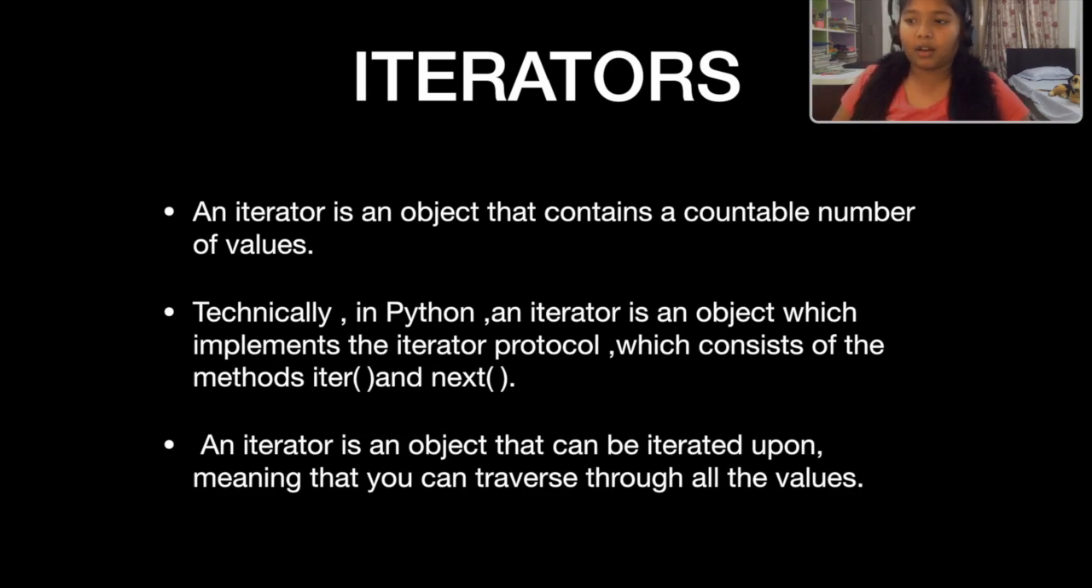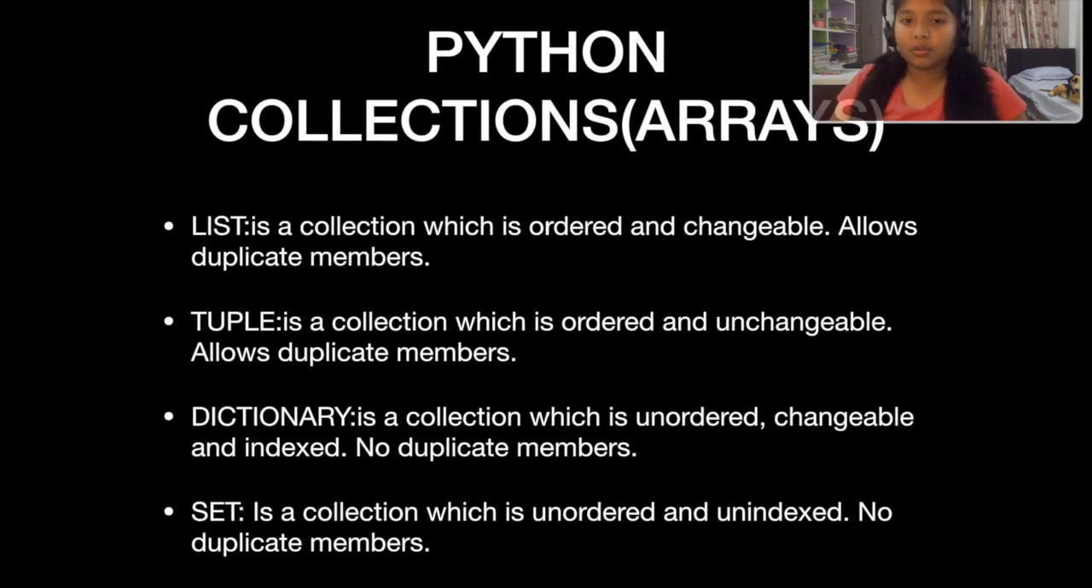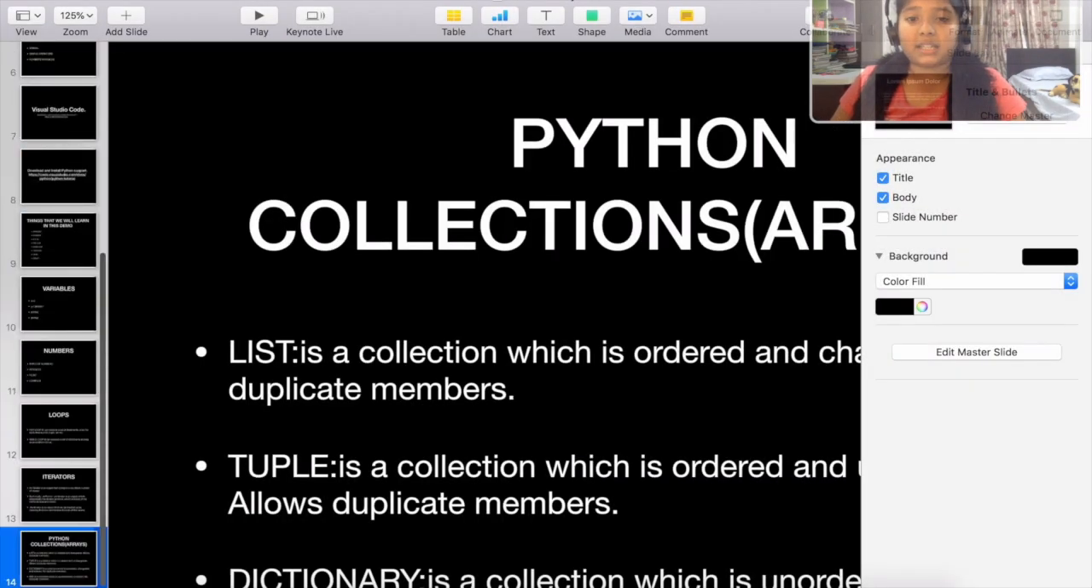When you see how a for loop works, iterators have a lot of hand in that. That means to make a for loop work, an iterator is used in it. So, Python collections. In the Python programming language, there are four collection data types: list, tuple, dictionary, and set. So, we are done with our slides. Now let's move to our examples, which are made in Visual Studio Code.